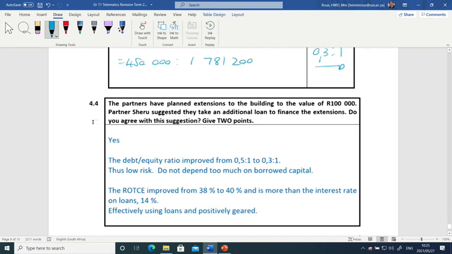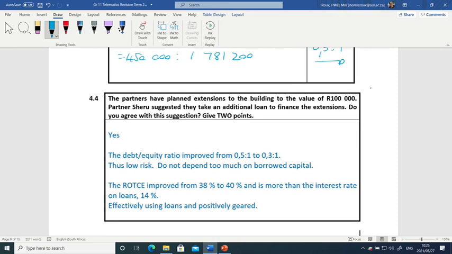The partners have planned extensions to the buildings to the value of 100,000, and now the one partner, Shiru, suggests that they borrow money, additional loan for 100,000. And you must say whether you agree or not. 2 points. Actually, 2 ratios that you must quote with figures. They ask you, do you agree? That's a mark. Yes. So answer the question, yes, and then you must prove that or motivate that.